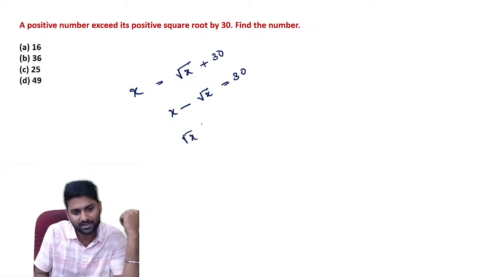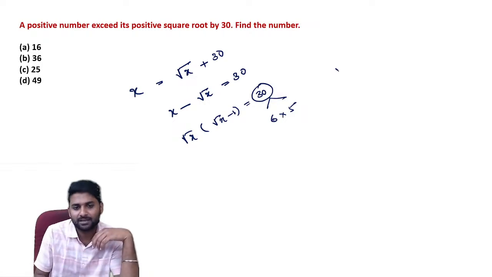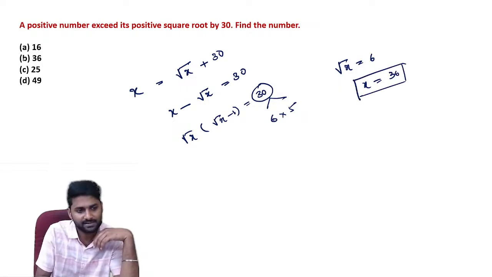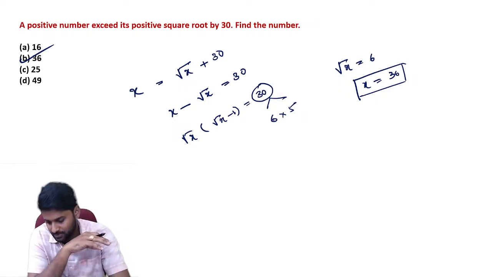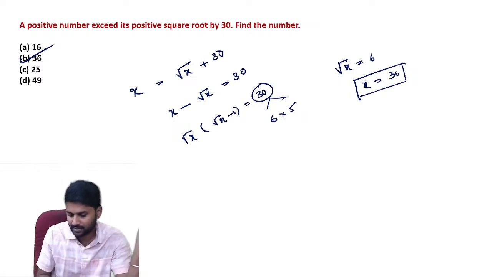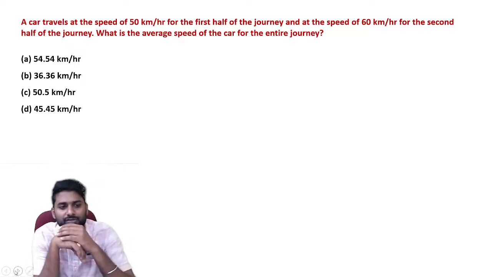So just take root x as common. Then you will get root x into (root x minus 1) is equal to 30. If you go for the product, 6 into 5 is 30. Then we can conclude that root x is equal to 6. Then x is equal to, squaring on both sides, the value is 36. Very good. Good. Keep going. Vinaya, Razi. Good. Keep going. Let's go through this concept.